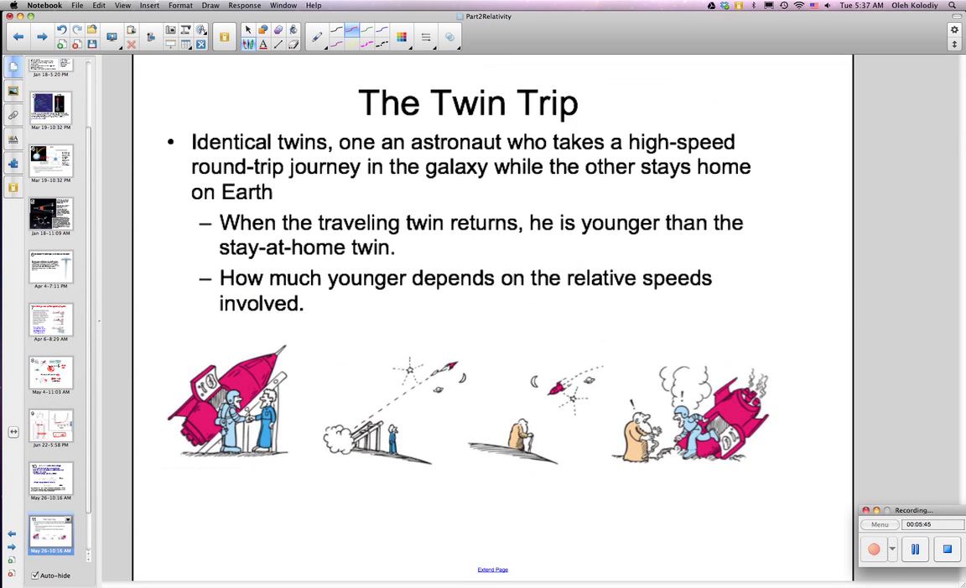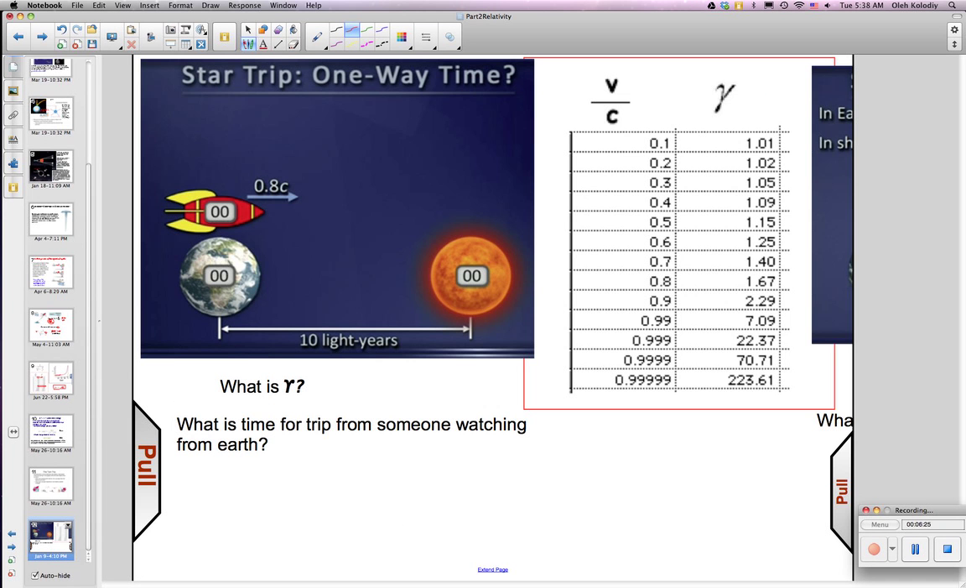So let us consider the example of two twins. One twin leaves on a trip in a rocket, during which time he'll be traveling for many years near the speed of light. When that twin returns, the other twin has now aged a different amount. Let's look at this from a problem perspective.